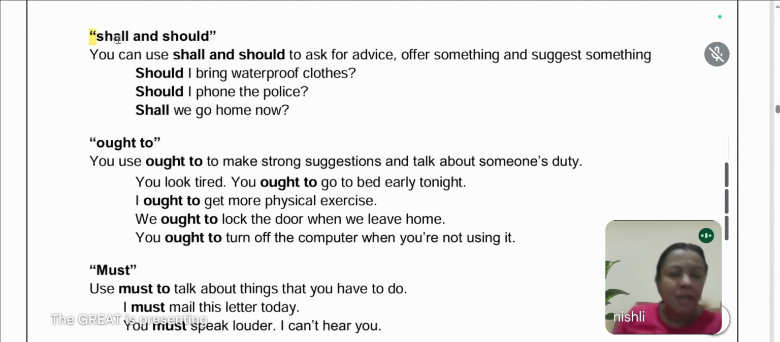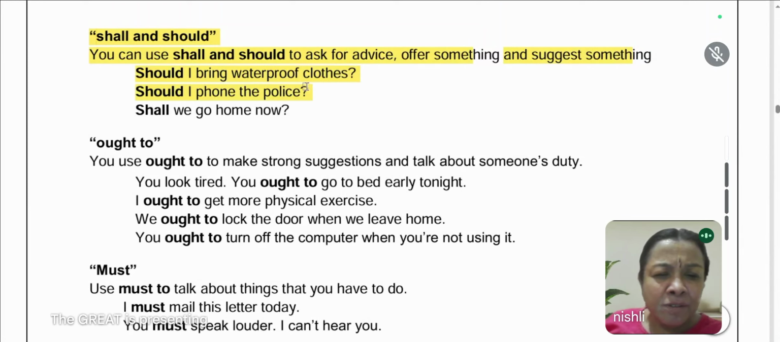So next one is shall and should. You can use shall and should to ask for advice, offer something and suggest something. Should I bring waterproof clothes? So should I bring, we are asking for permission, or we are suggesting something which will be useful in the future.